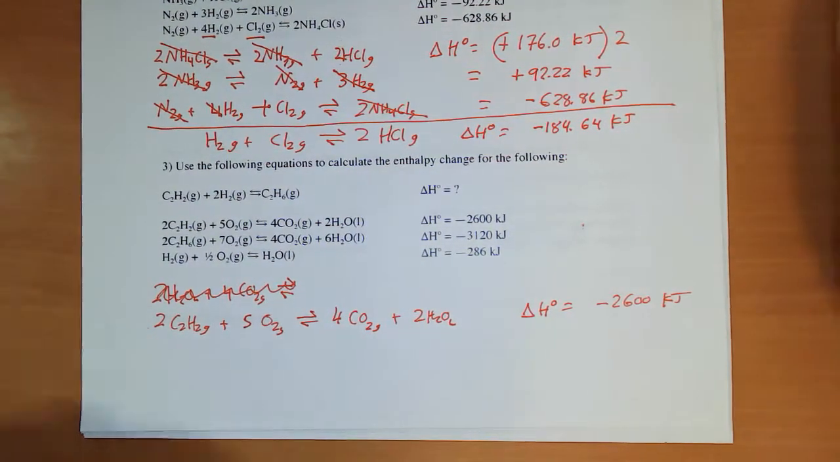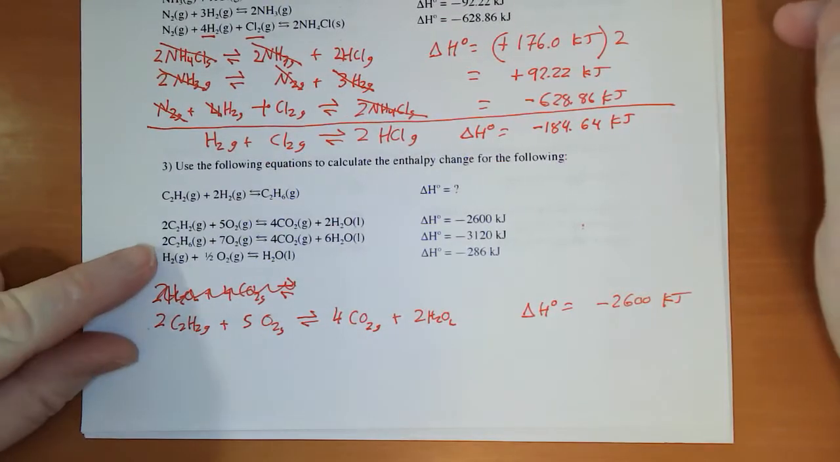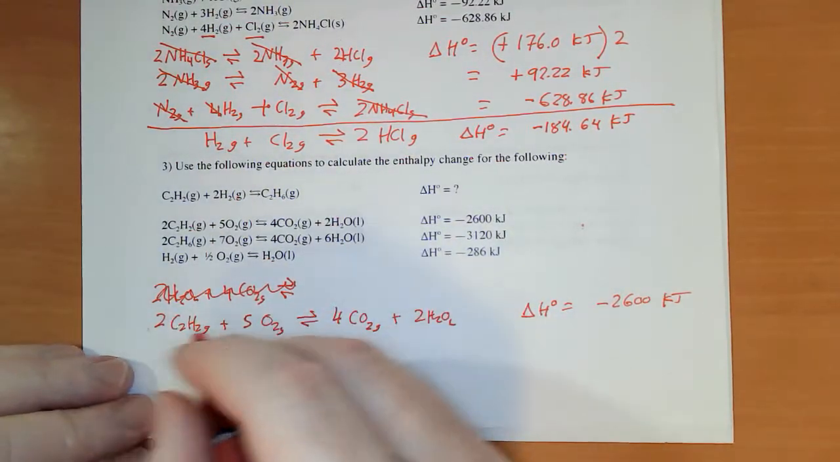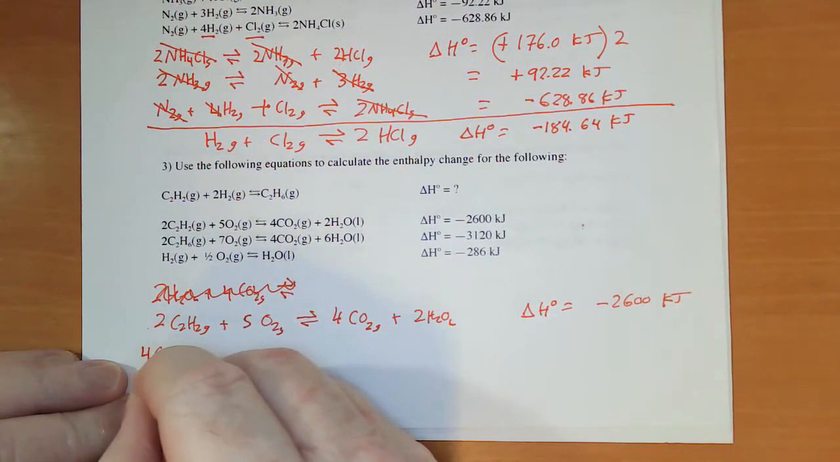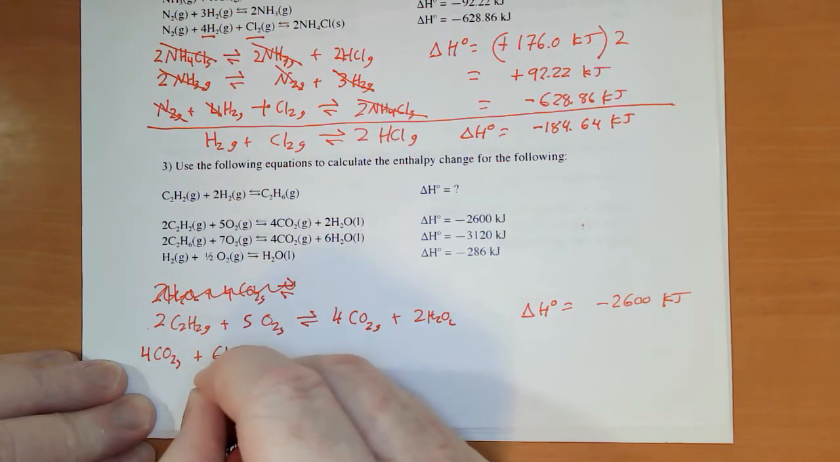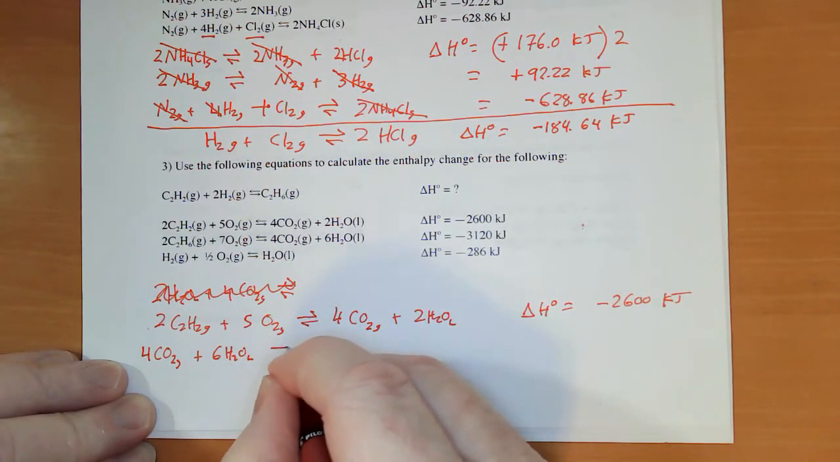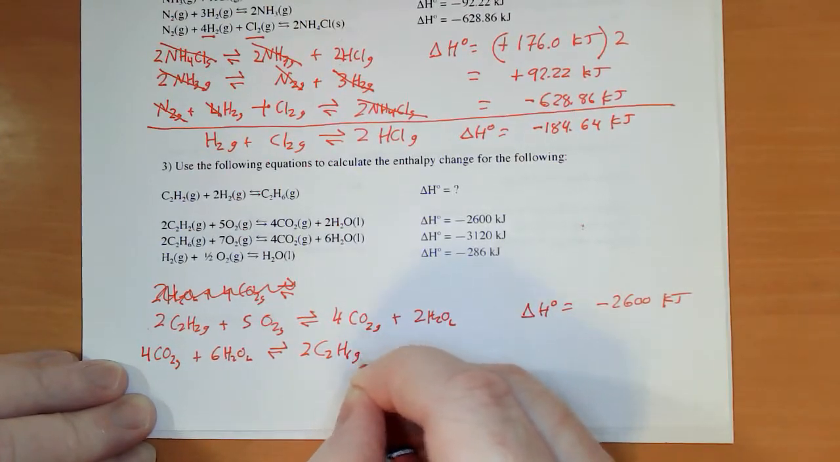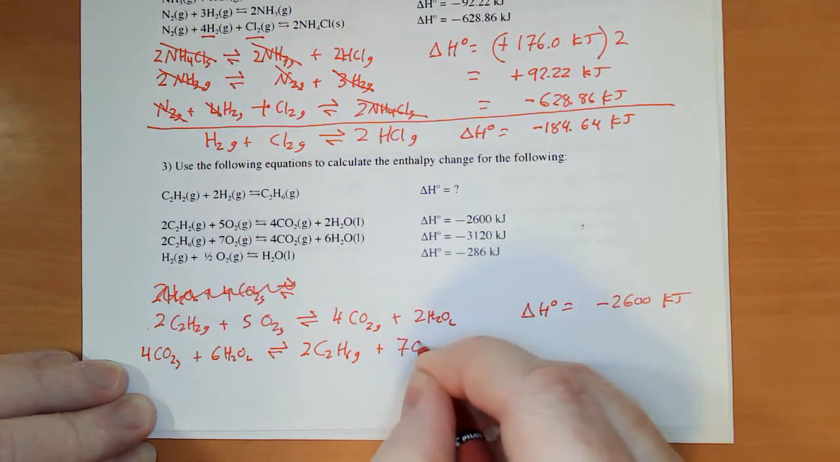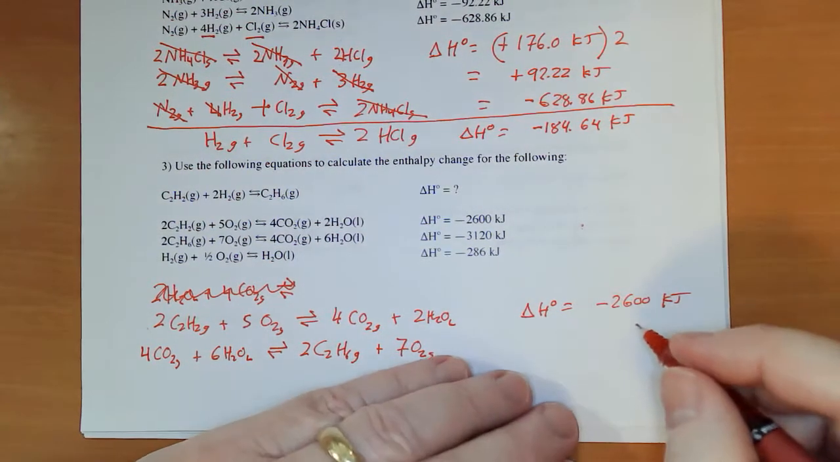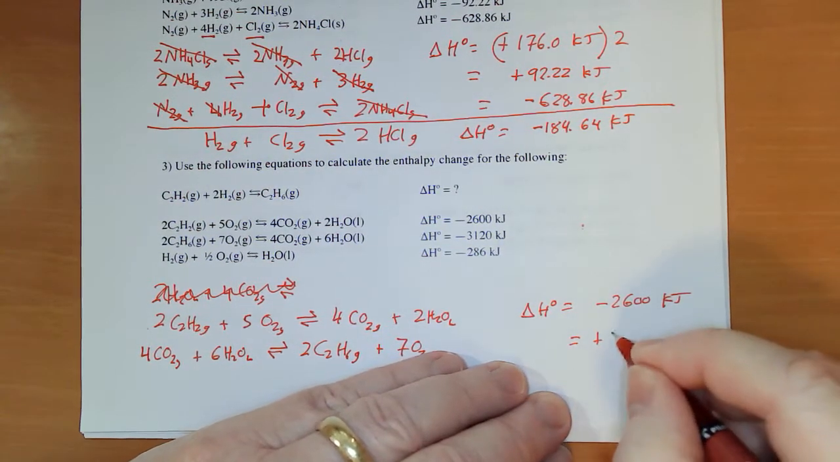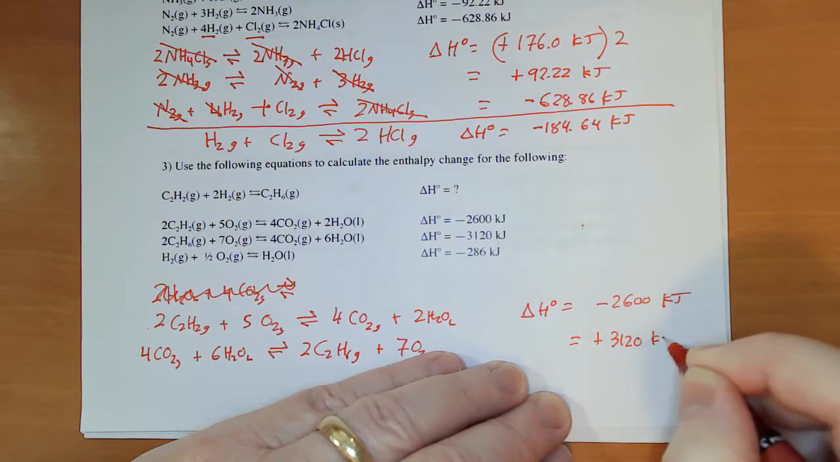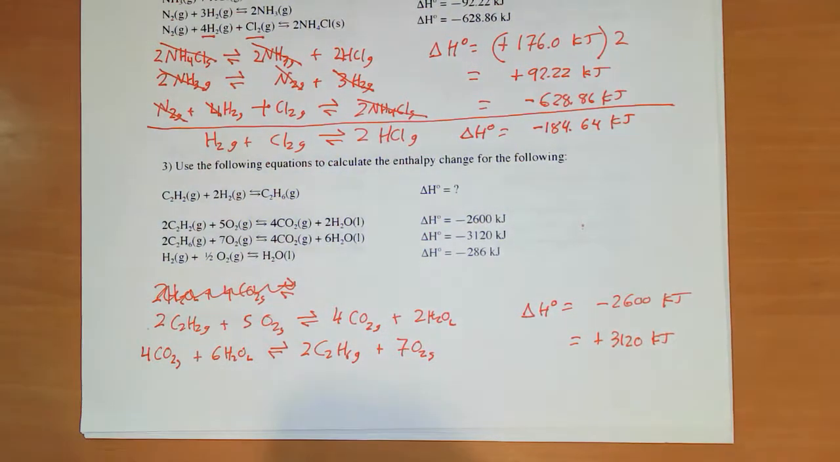Now I realize I only want one of them, and here's 2, but just play along with it for a moment. You'll see. All right, now C2H6 I need on the other side, so I'm reversing this whole thing. 4 CO2 gas plus 6 H2O liquid to give me 2 C2H6 gas plus 7 O2 gas, and that's going to be a positive 3120 kilojoules this time. Positive because I reversed it.